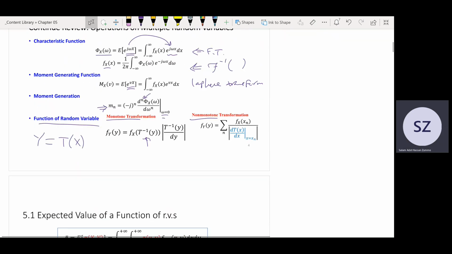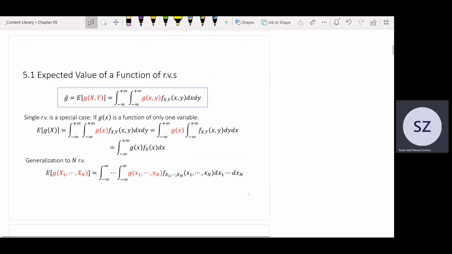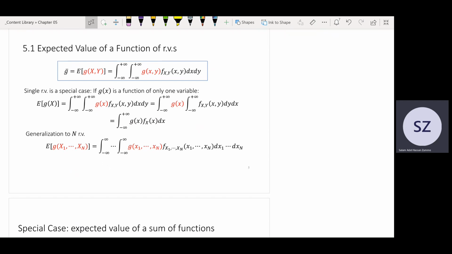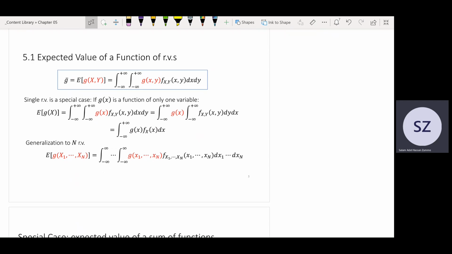So basically, this is approximately what we did in chapter 3. Now we'll add to it in chapter 4. When you have two random values, we mainly focus on two random values. However, the same concept applies up to 3 or more random values. So we start with the expected value of a function of random values. For example, I have a function of two random values, g of x and y, and I want to find the average of that, the expected value of g of x and y.